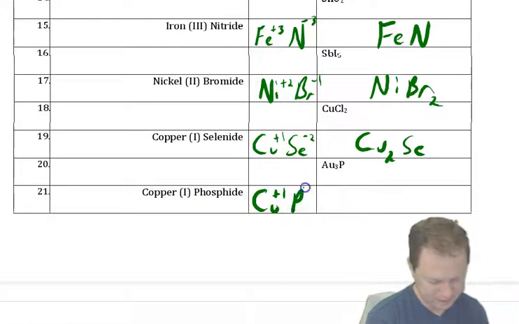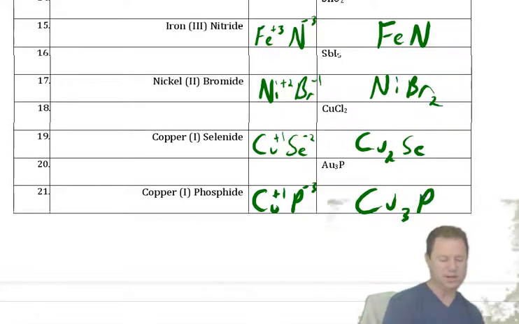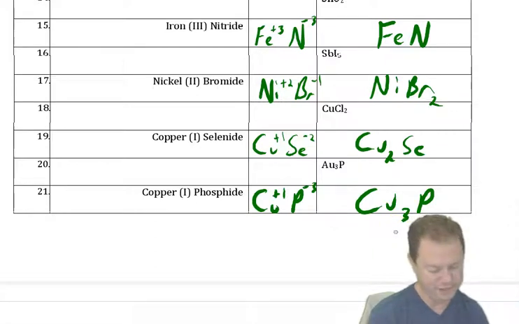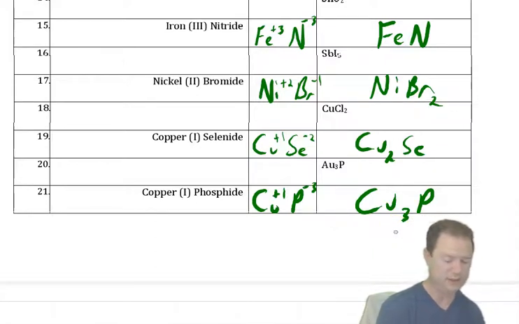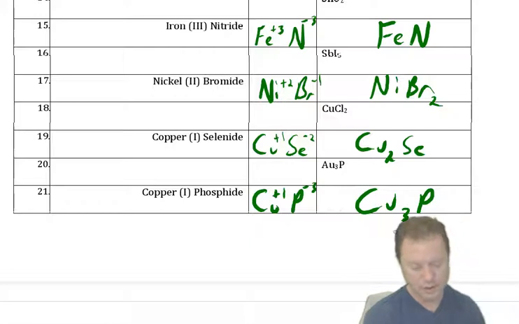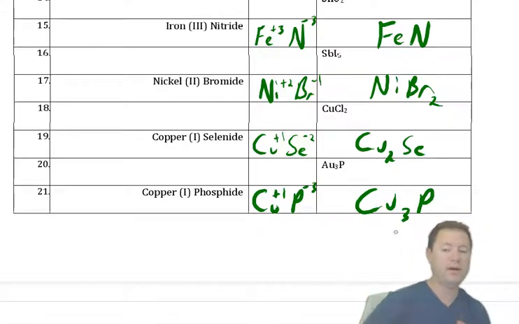Phosphide comes from phosphorus. Phosphide is -3. A 1 and a 3 have to meet at 3, so it's going to look exactly the same. It's just going to look like that with a 3 instead of a 2, and of course the phosphorus and the phosphide instead of the selenide. Right, so that's all of them going from the name to the formula.